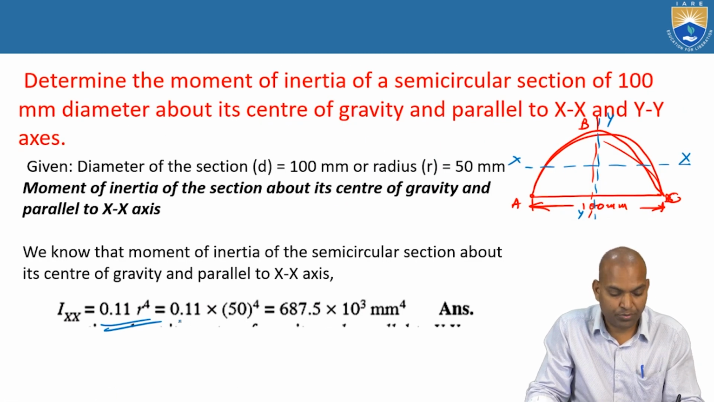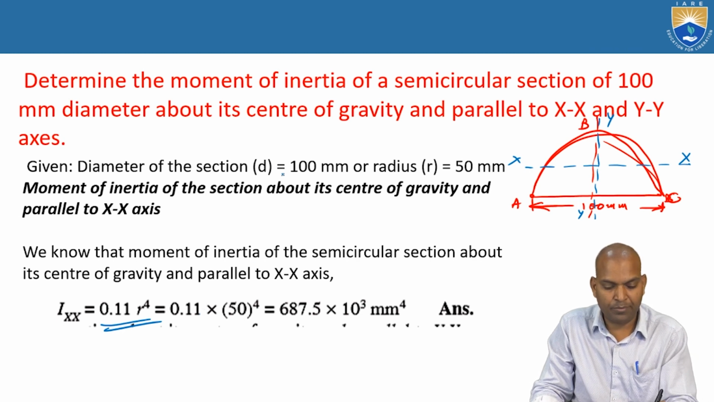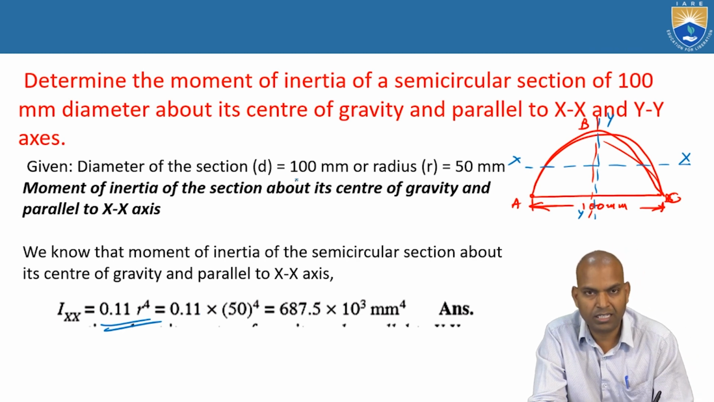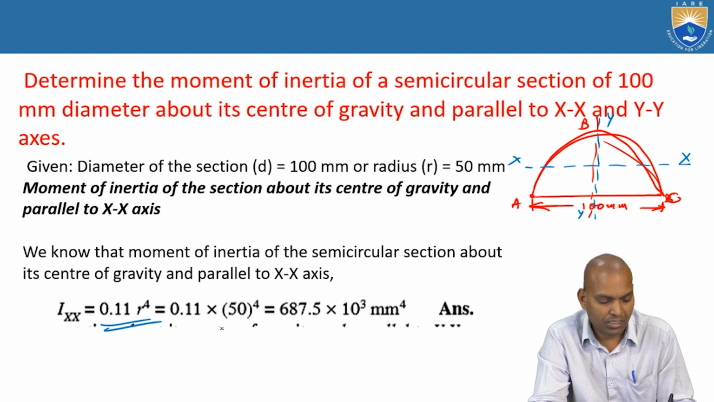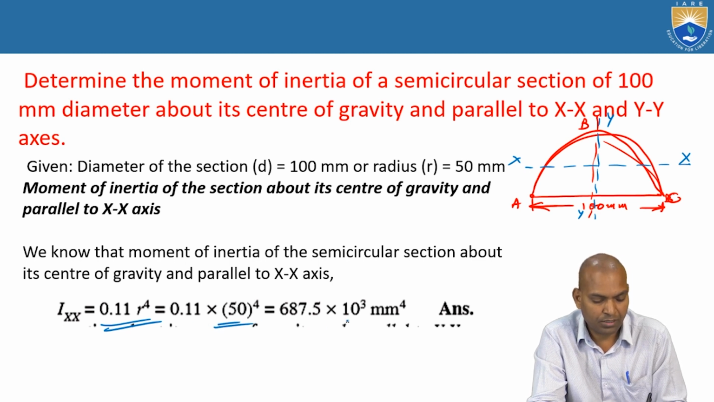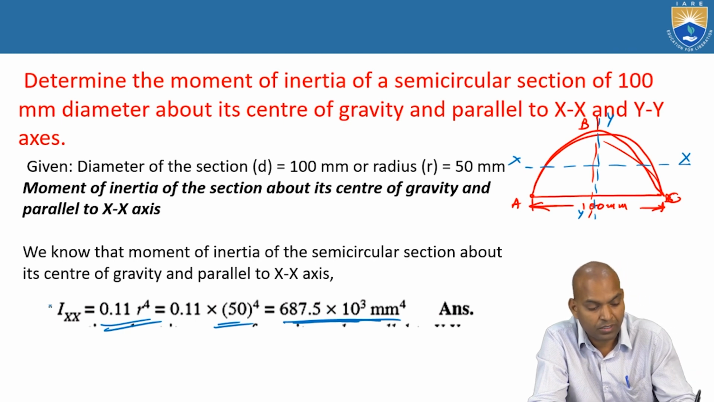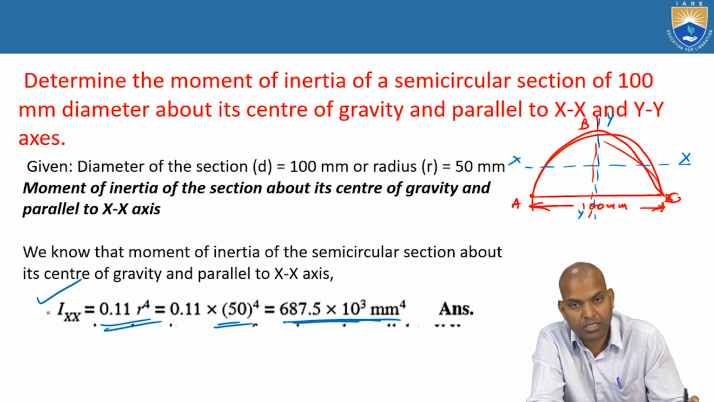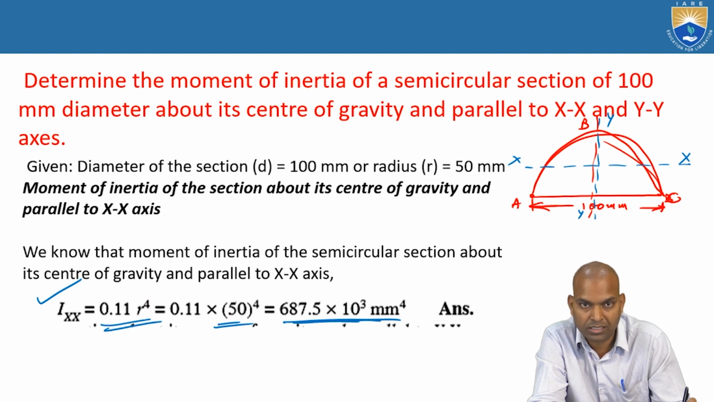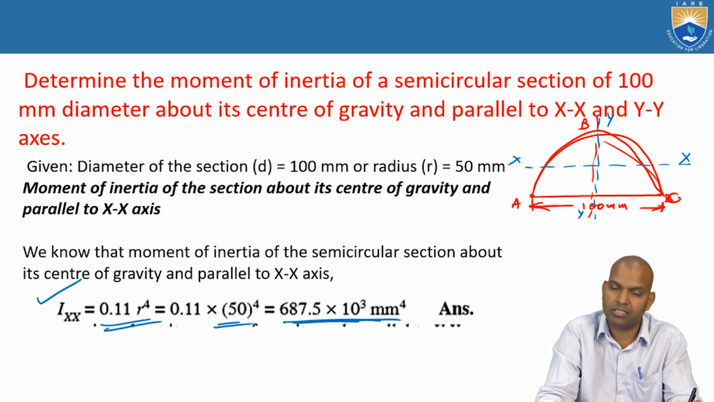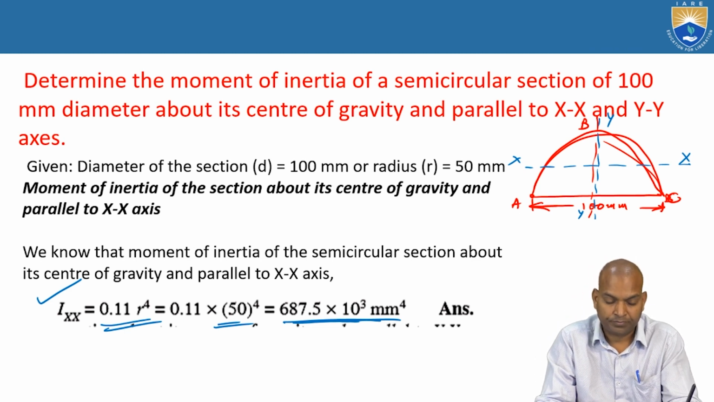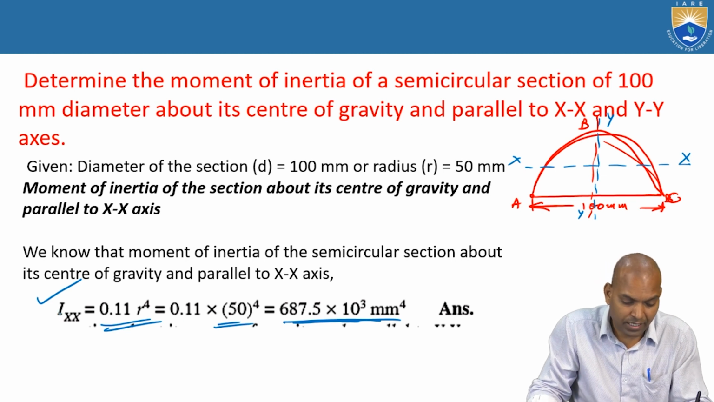So we can directly substitute here. In the place of r, diameter equal 100 millimeters. What about radius? That is 50 millimeter. Substitute here 50 power 4, then it becomes 687.5 times 10 cube millimeter power 4. That is IXX. This is the axis passing through center of gravity parallel to XX axis. Now, this is the direct expression.